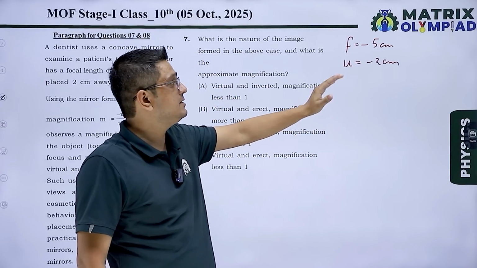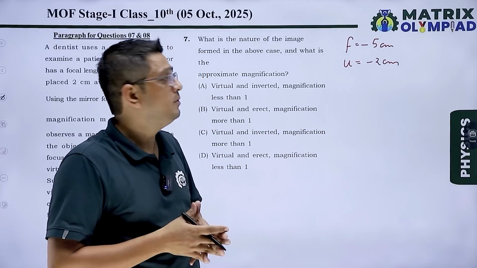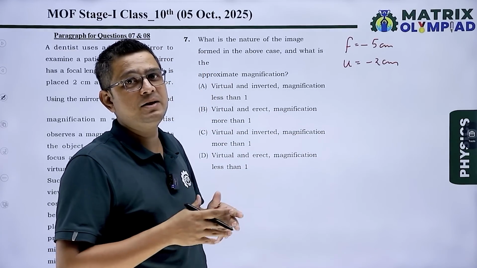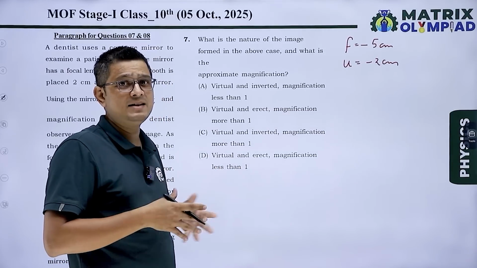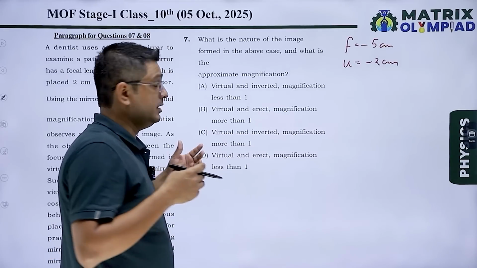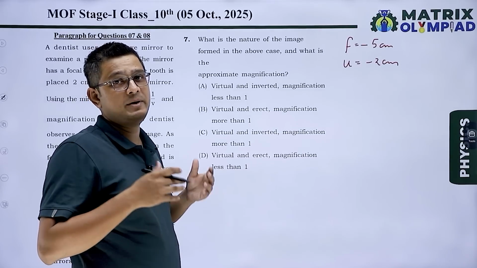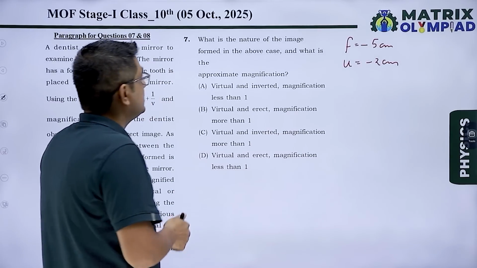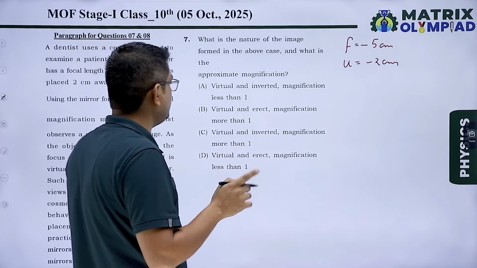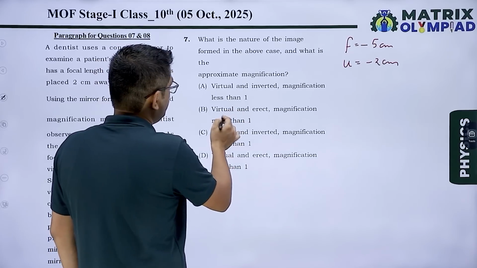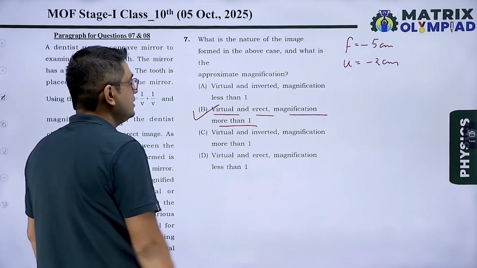So that means we can see the object is placed between pole and focus point, and in that case the image formed is behind the mirror, which is virtual, large and erect. And if the image is large, then definitely the magnification will be positive and greater than 1. So the image formed will be virtual, erect and magnification more than 1. So we can see in option B, virtual, erect, magnification more than 1. That means option B is our correct answer.